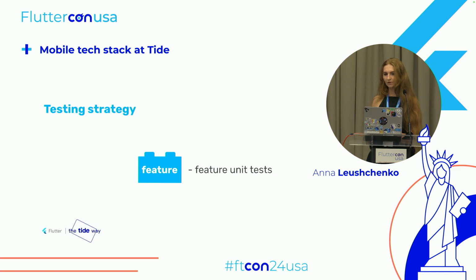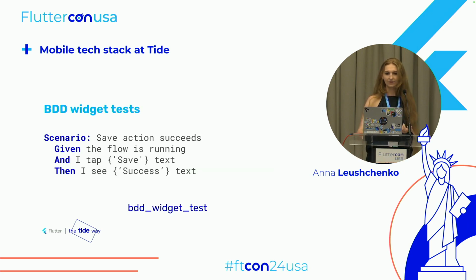And what's even more fun, we don't just write them in Dart. Instead, we use Gherkin, which is a natural-like language with a special syntax that allows us to describe feature requirements in a way that's understandable not only to engineers, but to all stakeholders. And here is an example of a typical test. Given the flow is running and I tap save text, then I see success text. Very primitive one, but you get the idea.